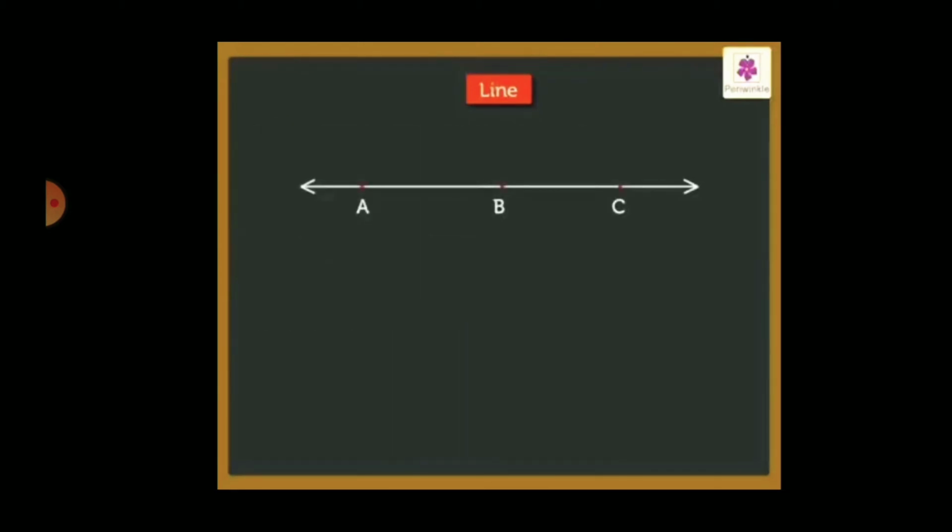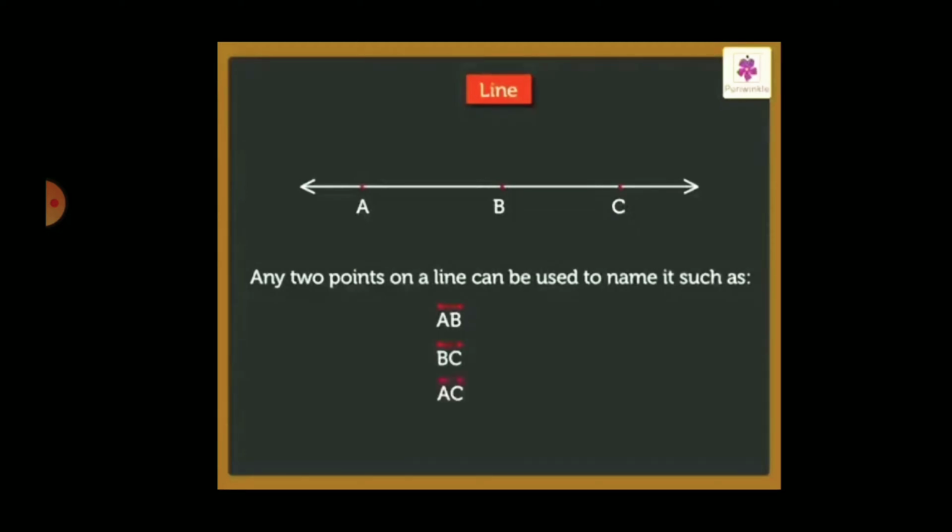Look at this line. Any 2 points on a line can be used to name it, such as line AB, line BC, line AC, line CB, line CA, or line BA. Now look at this line. We can also name and read the line by a single small letter. For example, line L.